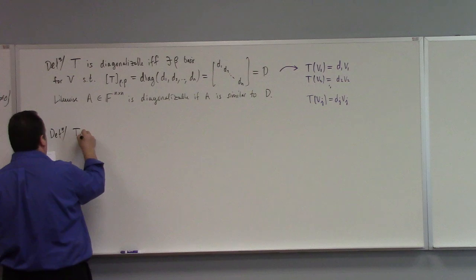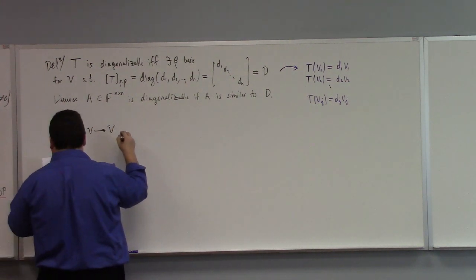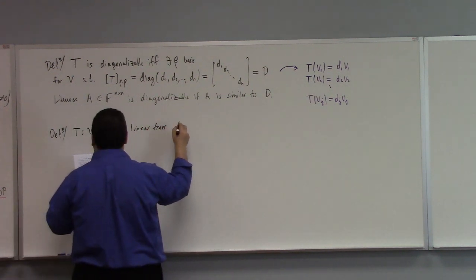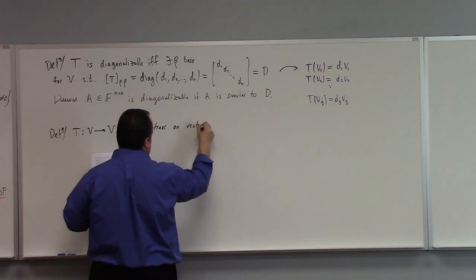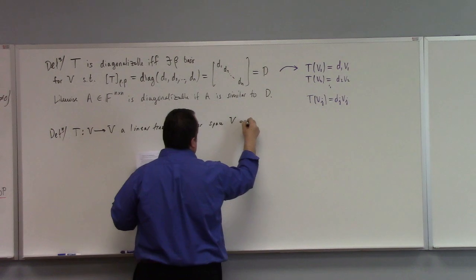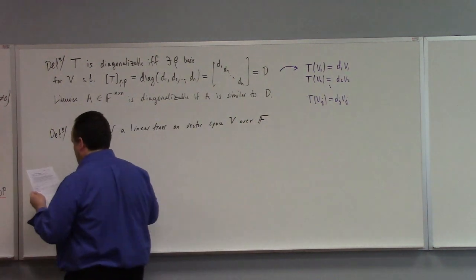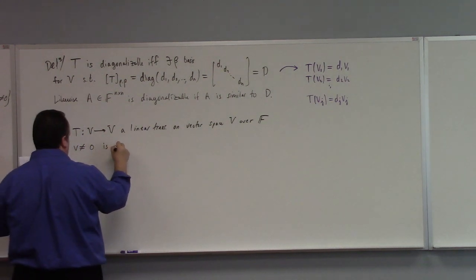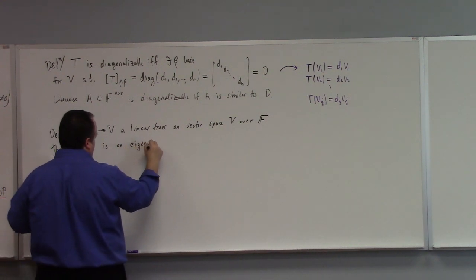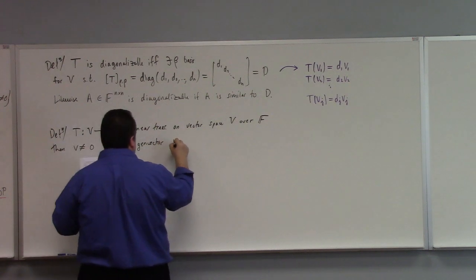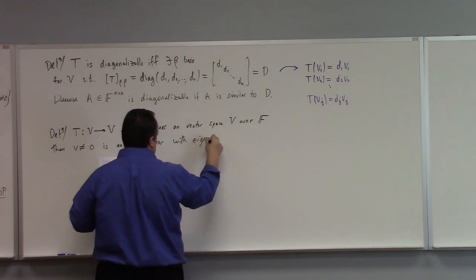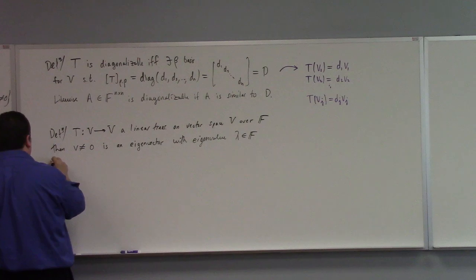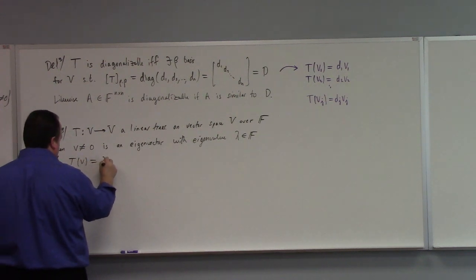T, going from a vector space to a vector space, a linear transformation on, you know, vector space V over F. The field matters here, so let me say that over F. Then V not equal to 0 is an eigenvector with eigenvalue lambda in F if T of V is equal to lambda V.